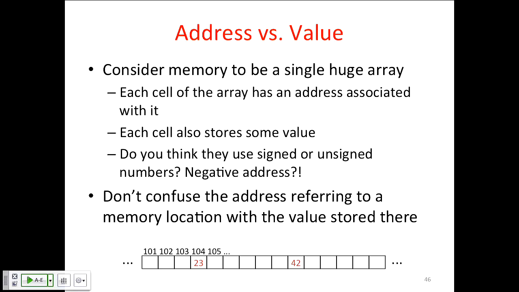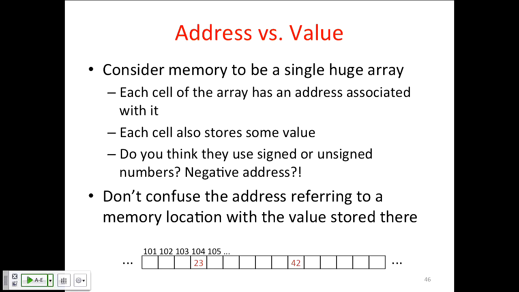Now each cell stores some data value at that location. So what do you think they use to address? Are addresses signed or unsigned integers? What would you do? Signed or unsigned? Unsigned, right. There have been some machines with negative addresses, but most machines use unsigned to encode. You just need a unique value for each address.